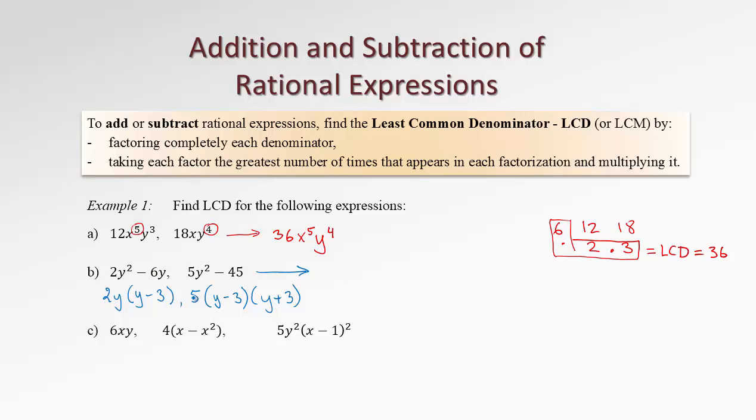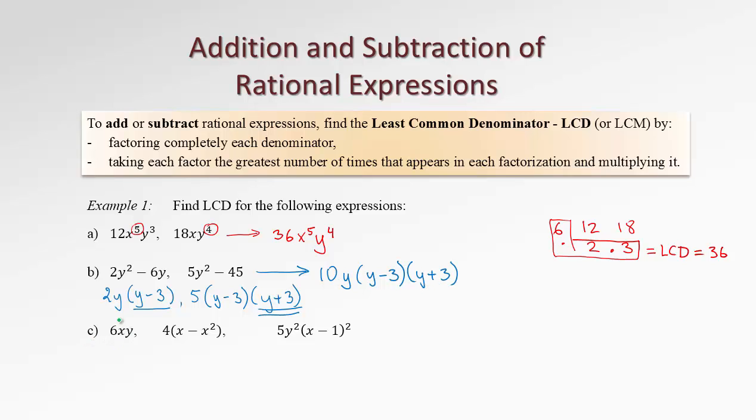Now we are ready to give the LCD for these two expressions. When we look at numerical coefficients, what is the lowest common multiple of 2 and 5? Well, it's 10. And then we are looking at different variable factors. For example, y, we'll have to take 1 y. Then we have the bracket y minus 3. It appears once here and once there, so we take 1 bracket y minus 3. And also we need to take bracket y plus 3 because it appears in the second expression. And that's all that we need for the LCD.